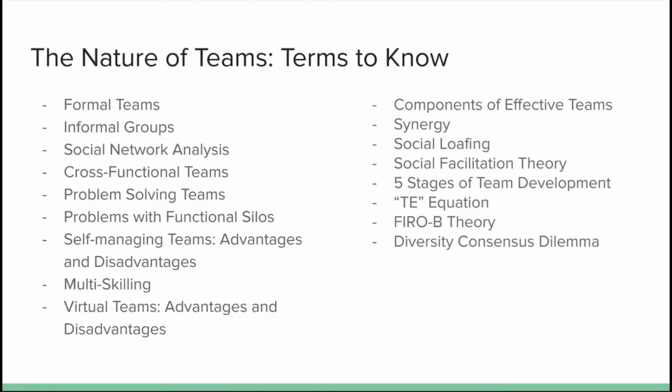The TE, or team effectiveness equation, is that team effectiveness equals the quality of inputs multiplied by the difference between process gains and process losses.